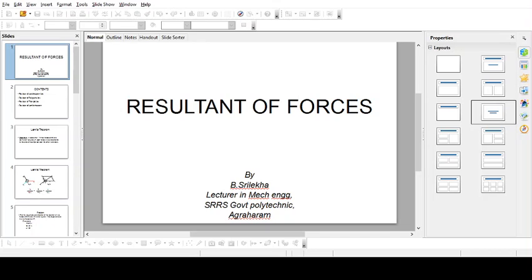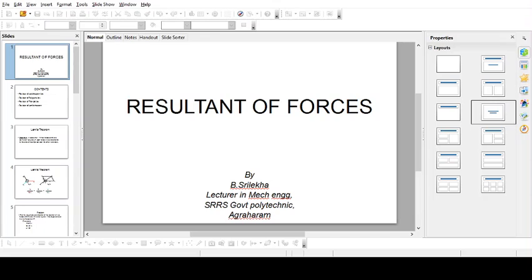So these were the things we discussed in the previous session, and in this session we are left with Lame's theorem. This is the only theorem left for finding the resultant of forces, and one more topic is there: the equilibrium and equilibriant, which we will discuss in the next session. So today's topic is resultant of forces, Lame's theorem.